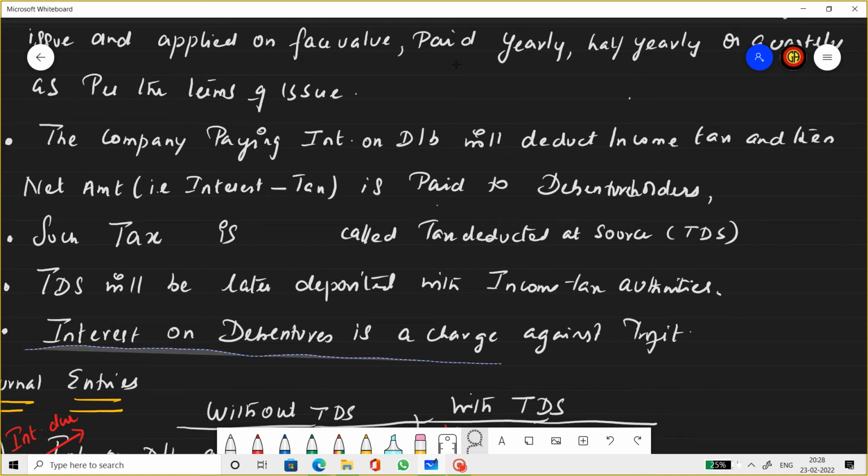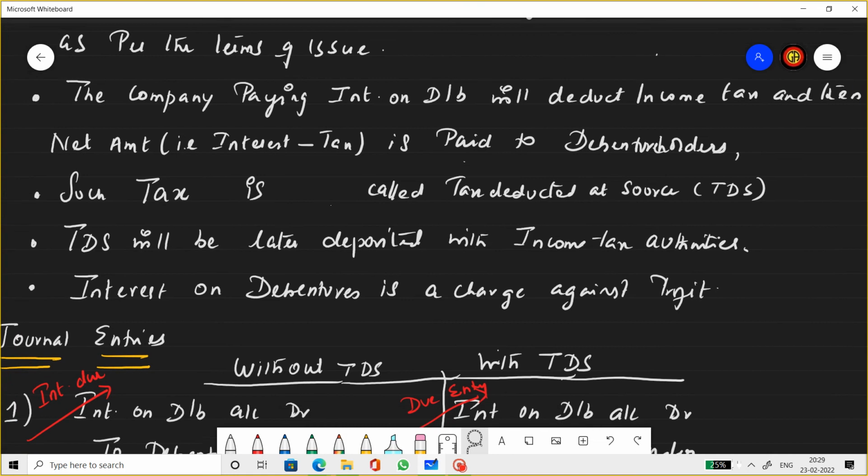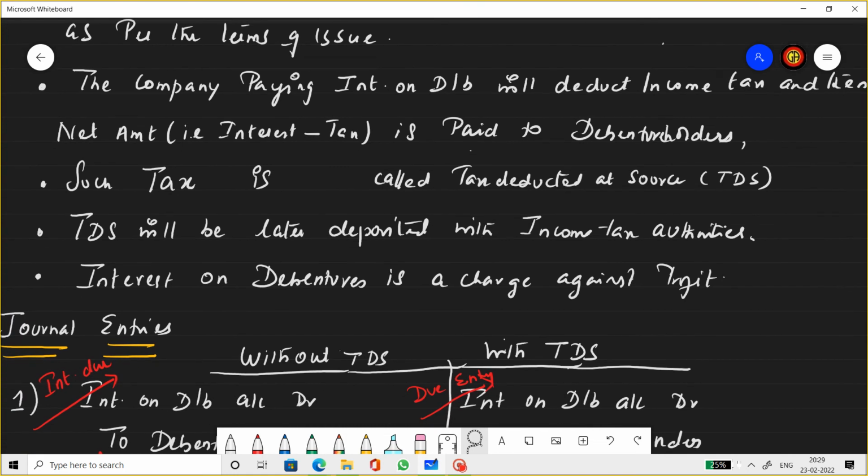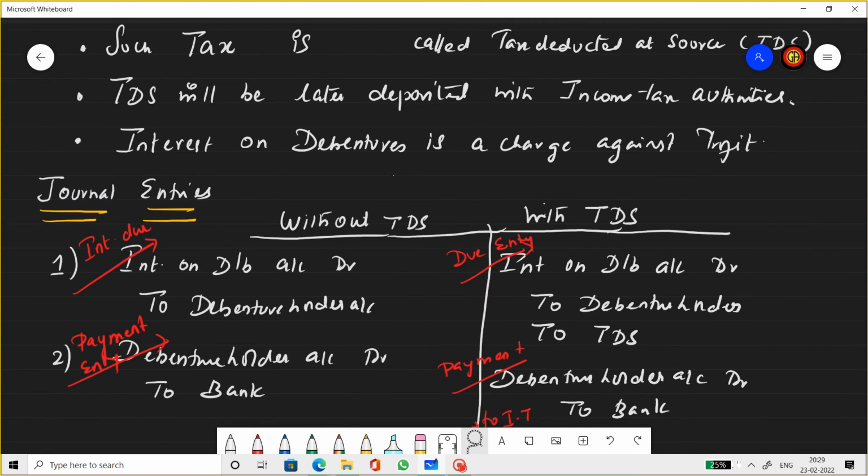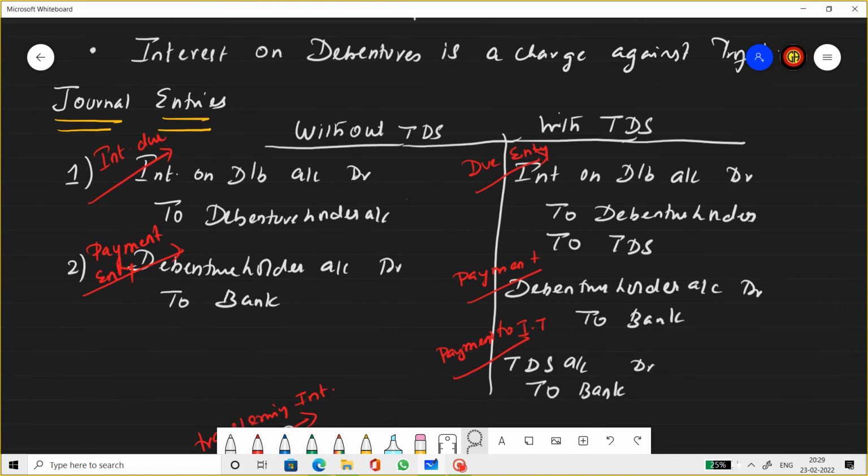Interest on debentures is a charge against the profit. This one point I think I've made in most of my videos on debentures. Debenture interest is a charge against the profit, hence should be provided irrespective of whether there is a profit or loss. So these are the highlight points. Take it down in your notebook. Then we will move into the journal entries.